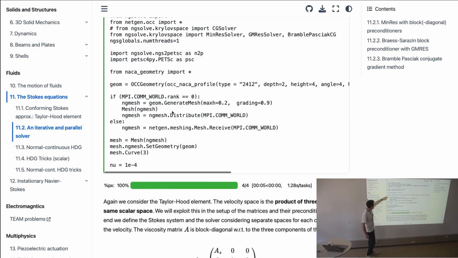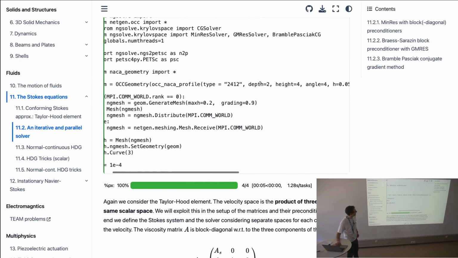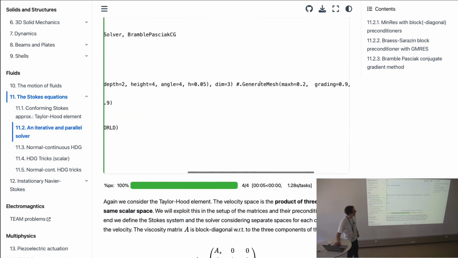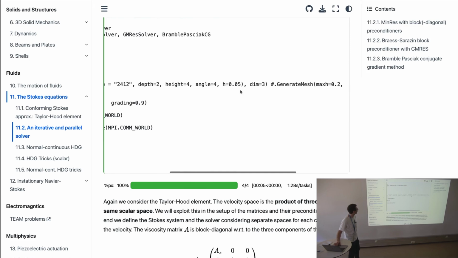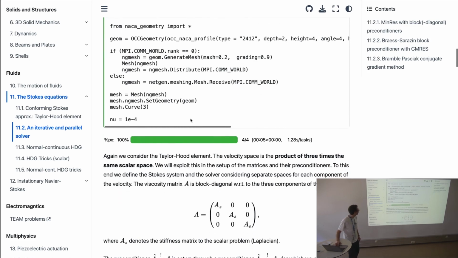Okay, so then we do again the NACA profile, similarly as before, but now in 3D. So there should be somewhere a comment. Now the dimension equals 3. You see in some of these cells there are still some things commented out. So feel free to comment on that.